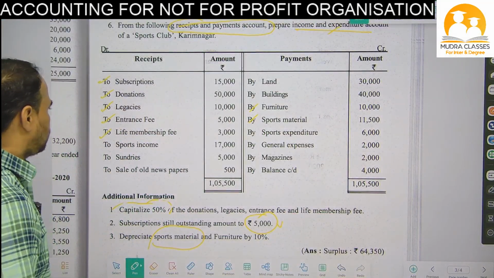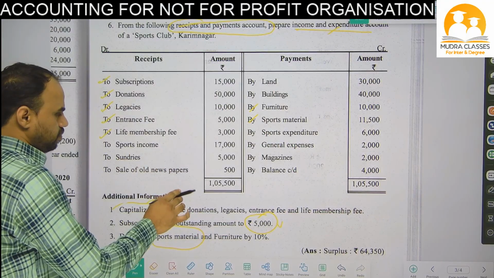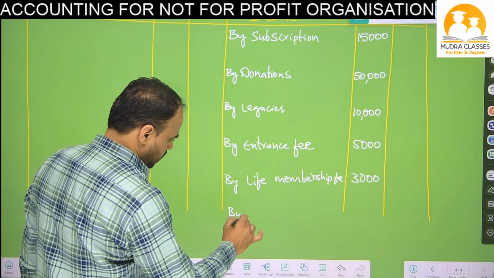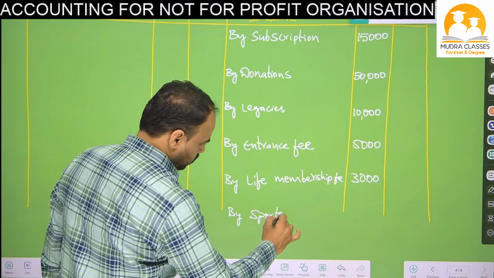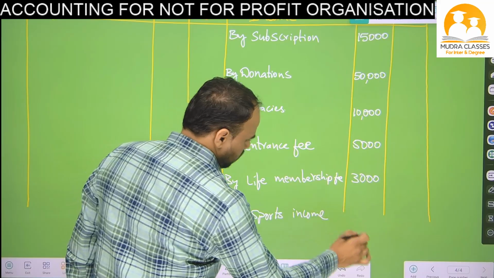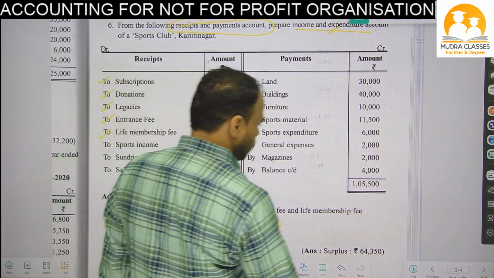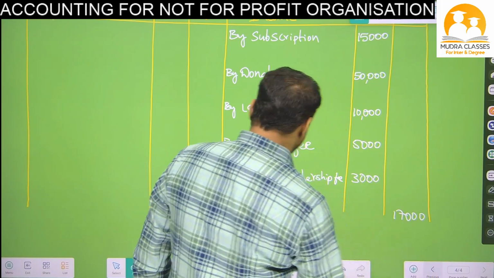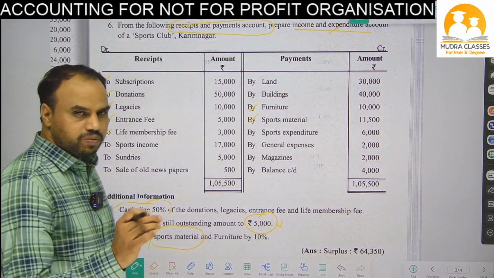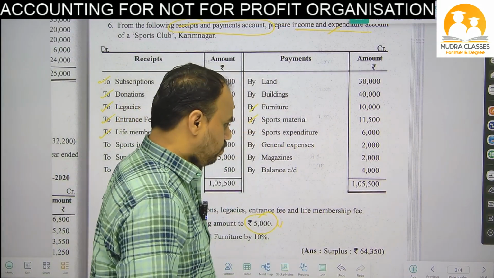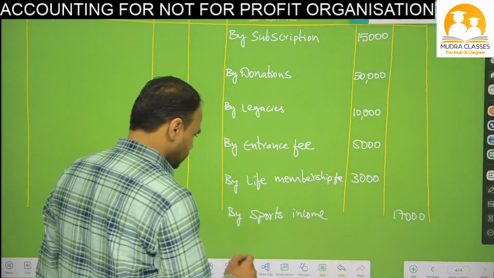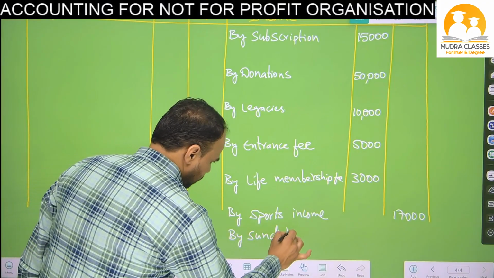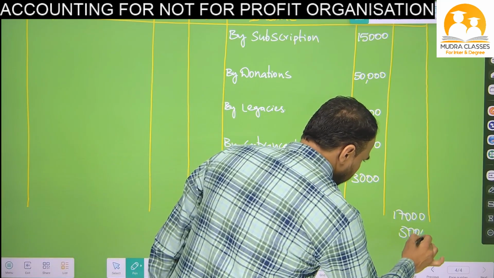Next item, here sports income is given, so it is regular income. Sports income is a regular income, so we will write here, leave some place. By sports income, how much amount given, beta? Sports income 17,000, so write down here 17,000 directly in the outer column, no adjustment. Next item given, sundries. Sundries means small income. It is a regular source of income to the not for profit organization, so we will write 5,000 rupees. By sundries, 5,000 rupees.